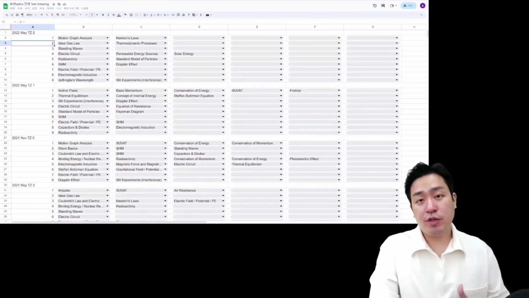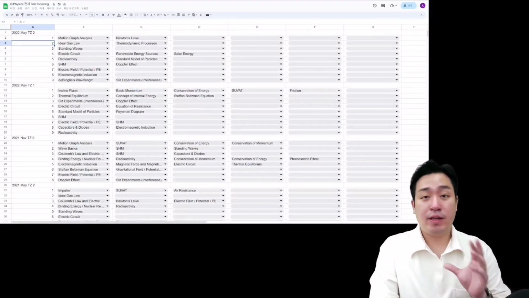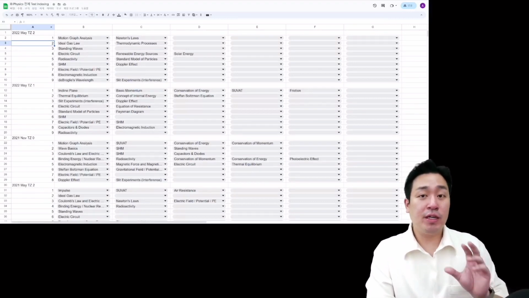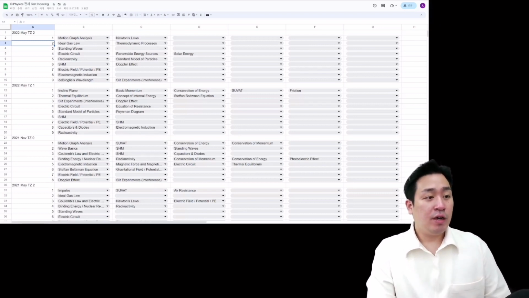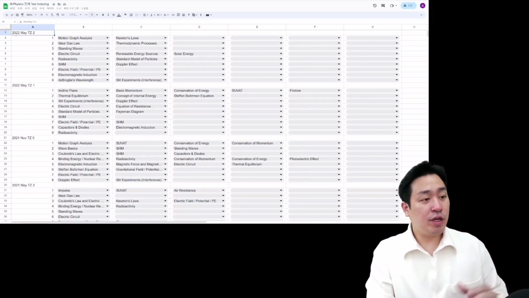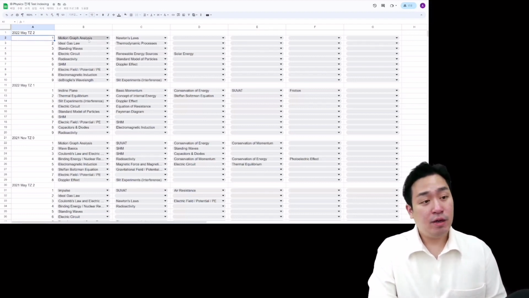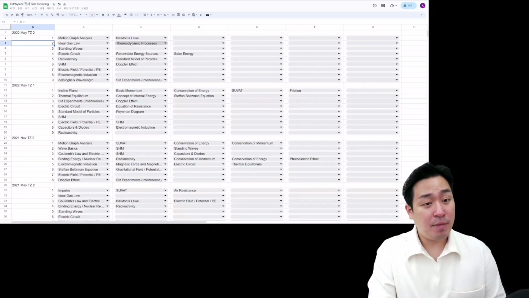What you're seeing on the screen right now is our database. This is my database for IB Physics. And what we do is we index every single question. So if you take a look at the screen, it's 2022 May TZ2, and it's the title of the paper. And in this year, the first question dealt with motion graph analysis and also Newton's laws. And the second question, ideal gas and thermodynamic processes.